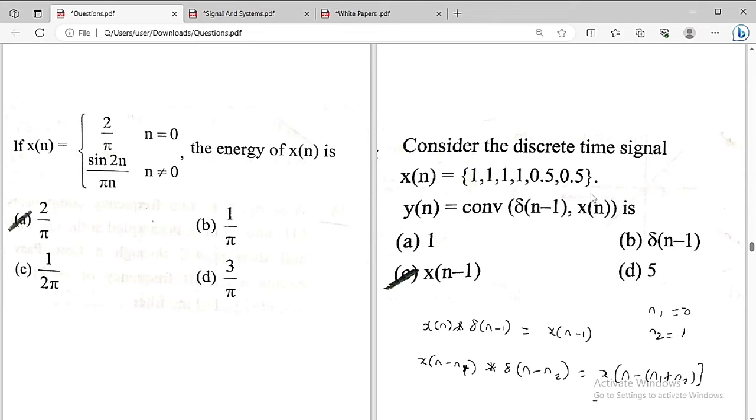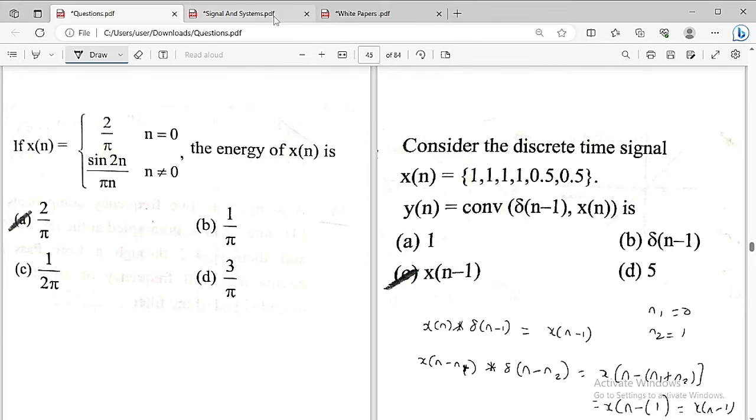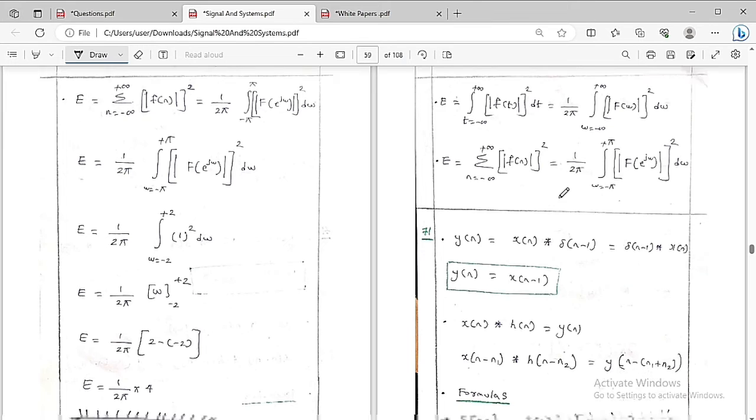So if you substitute, we are going to get x of n minus of 0 plus 1, which is 1. So we are going to get x of n minus 1. So based on the basic formula, we have solved this question. It's a very easy question. No need to think more about this one. Therefore, we can say the convolution of x of n with delta of n minus 1 is nothing but x of n minus 1, which is the correct solution of this question. But let me discuss something more about this one. So option C is the correct solution of this question.